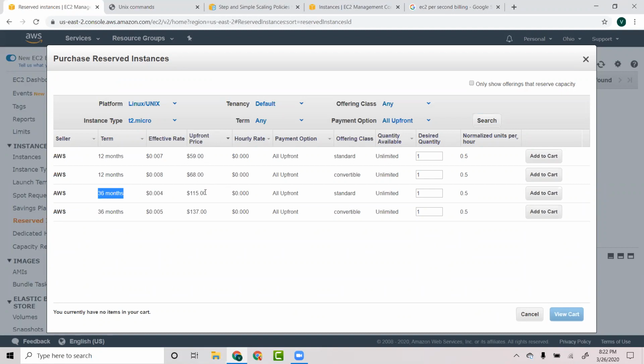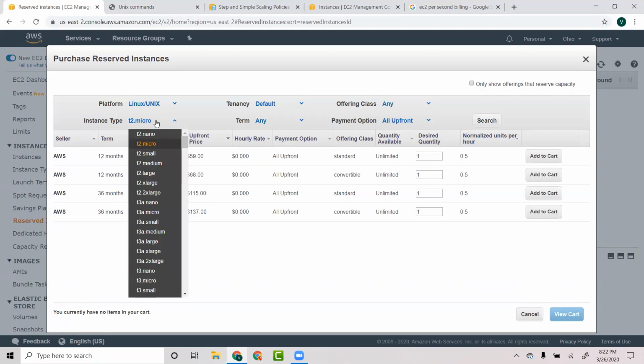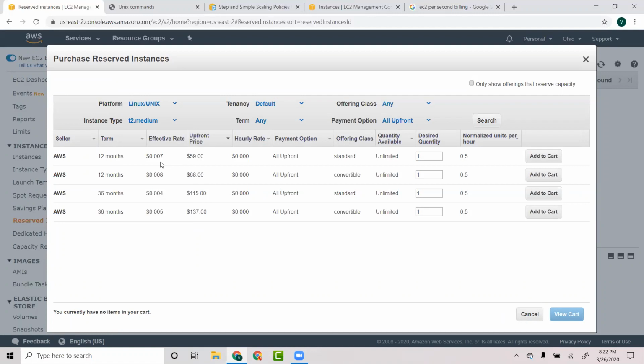Pretty much the upfront price is $115. If it's 12 months, then it's $59. 60 times 3 is $180 I'll be paying for 3 years. But here I'm paying $115 for T2 micro. Let's say T2 medium. T2 medium is $270 for 12 months, and for 36 months I'll get it for $458. This is one of the cheapest prices, I can tell you that. For 36 months, you're done. You don't have to pay anything more for this T2 medium.